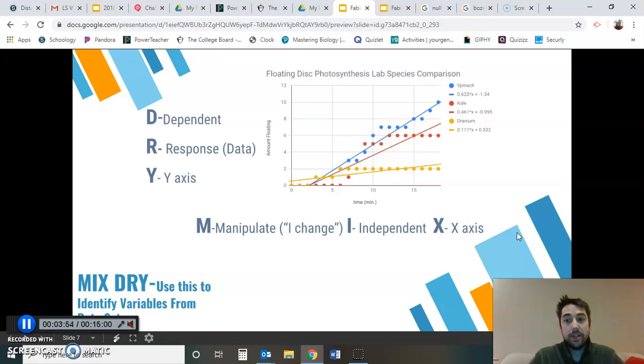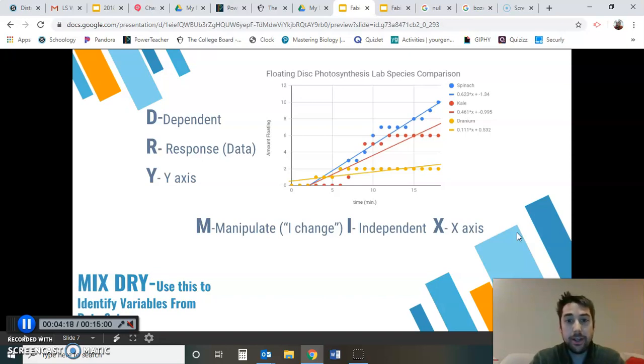Because sometimes it's not so much our own personal experiment, especially with FRQs, it's the experiment that we see in the data tables or the graphs they're giving us, right? They're giving this to us. So I always follow this idea of MIX DRY. So MIX is manipulate, or I change it, right? That's what I am manipulating in my experiment. That's what I'm adding or tweaking to test, okay?